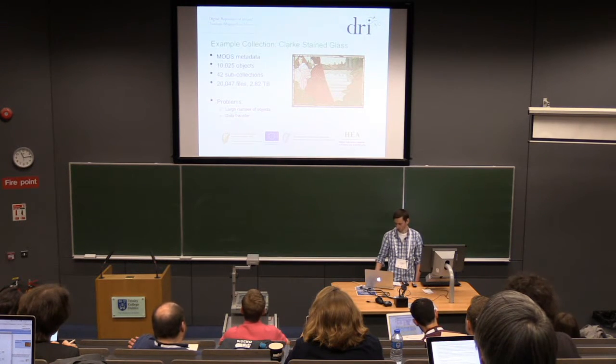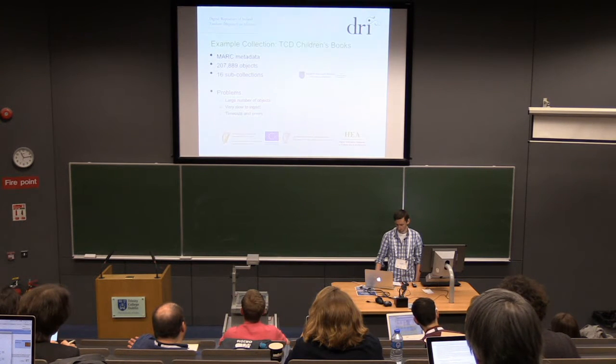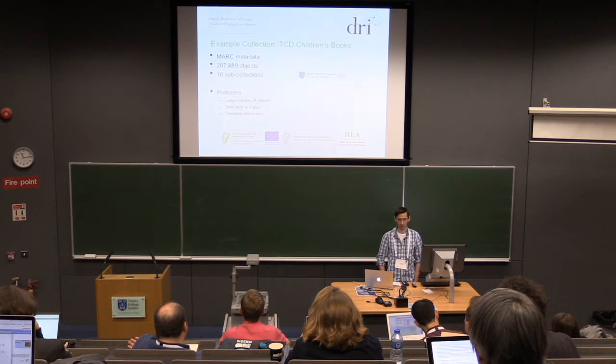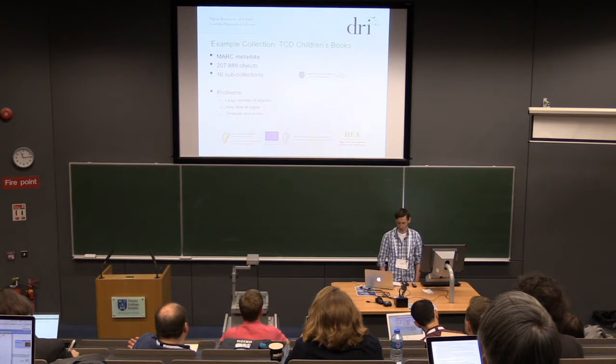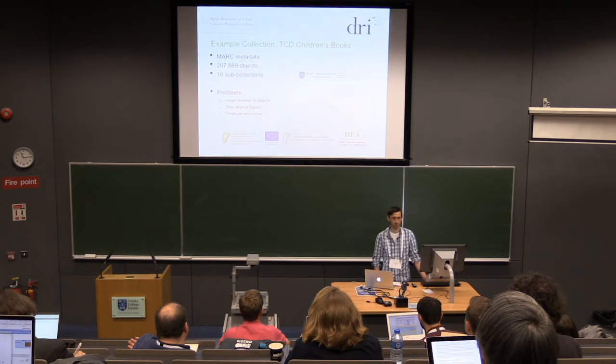Then the collection where I was talking about the MARC format was this one. This is another TCD one. This is the National Children's Books collection. So this didn't have a problem with data, great, but it did have over 200,000 objects across 16 sub-collections. So this was certainly the largest number of objects we had to cope with.